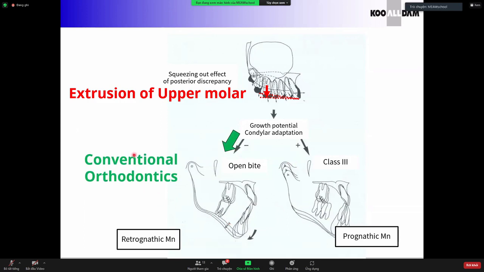So in conventional orthodontics, extrusion of the upper molar may cause class 2 or open bite. On the other hand, in neo-orthodontics, extrusion of the upper molar may cause open bite and class 3 malocclusion. In the first lecture, I emphasized this. When you think of class 3 malocclusion, the over-eruption of the upper molar is the main cause.